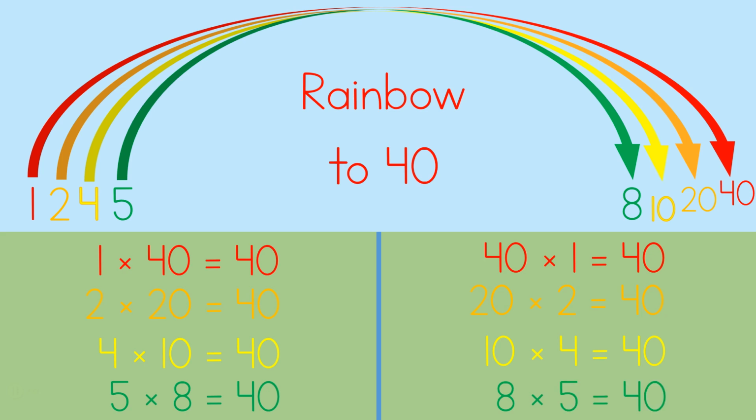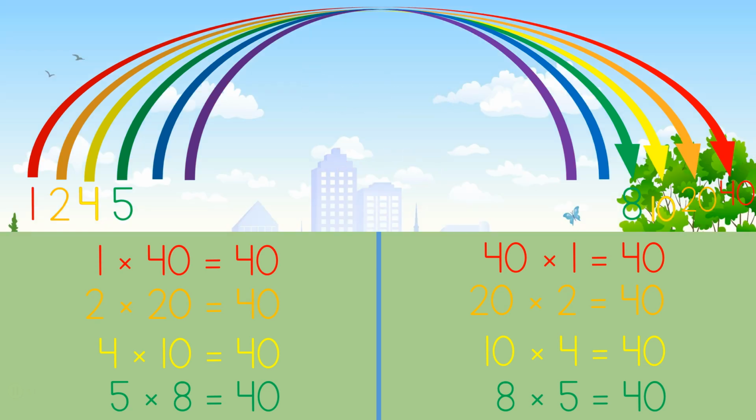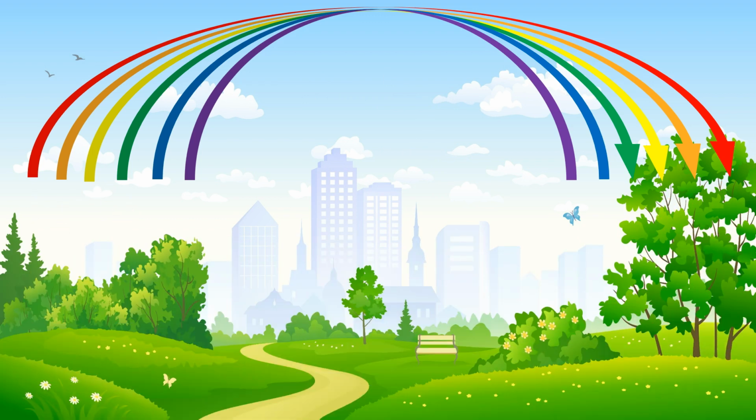What about indigo and violet? Oh, there they are. Be careful. The number that you choose to make a rainbow of after this video may have less factors than 40, so you may not use all the colors. What a beautiful day.